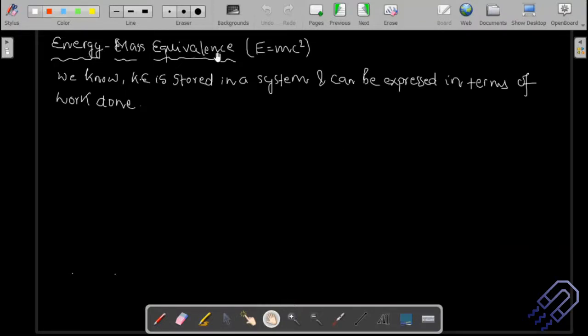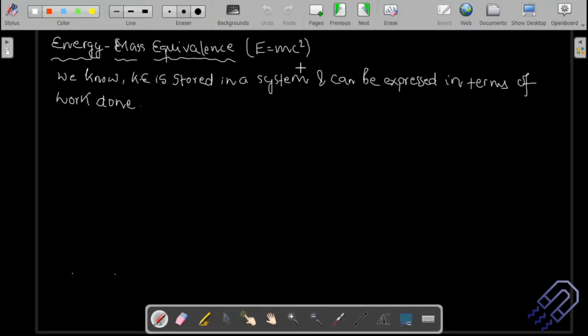mass equivalence. As all of you remember, E is equal to mc square is the relation, right? And we know that kinetic energy is stored in a system and can be expressed in terms of work done. Kinetic energy unit is joule, work done unit is joule. If you go by the definition of work done, it is in the form of kinetic energy that is stored in the system, right? So you can relate these two, and this is something we are going to use to derive the relation E is equal to mc square.